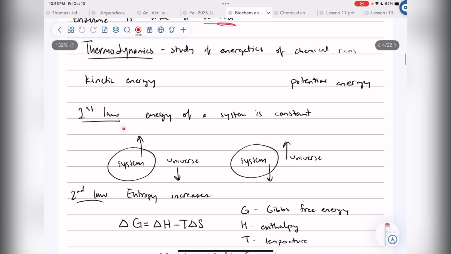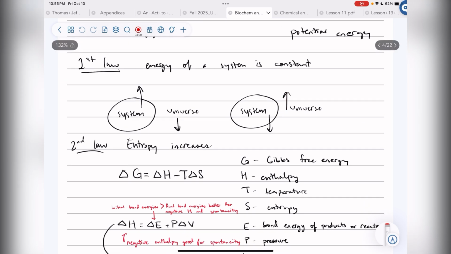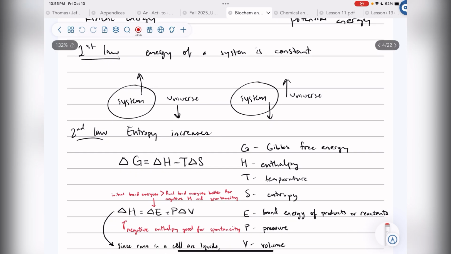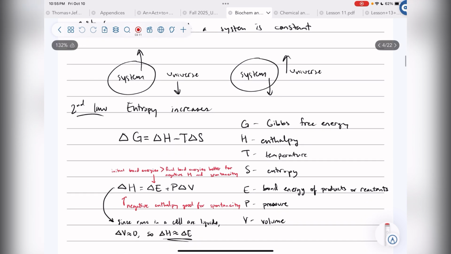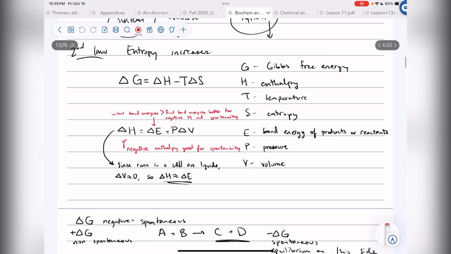So the first law of thermodynamics is that the energy of a system is constant. So if your system is losing energy, it's not disappearing, it's going into the universe, right? The energy of the universe would go up. That's the first law. So that one's easy to remember. And then the second law is that entropy increases. And so entropy is just disorder. And then there's no third law. That's nice. Or maybe there is, but we don't care about it.